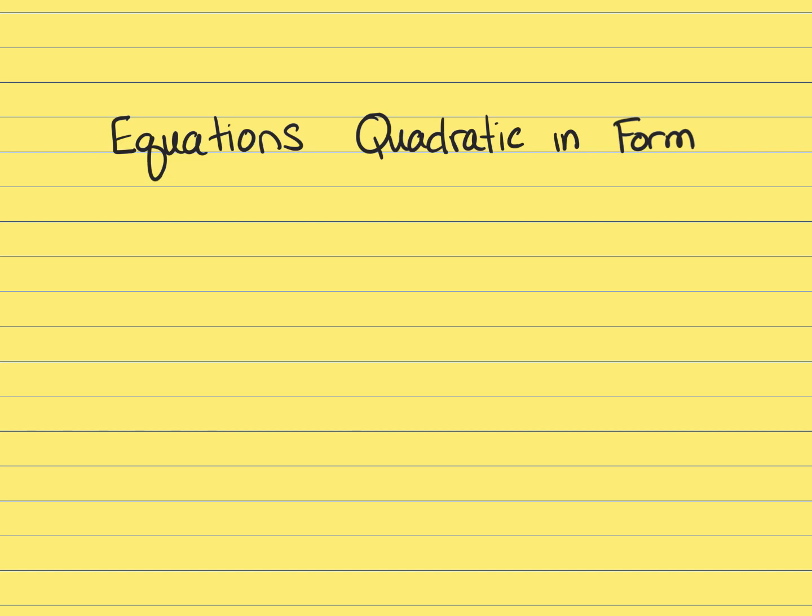In this video, we'll discuss equations that are not necessarily quadratics, but they have the form of a quadratic. Remember, when we're talking about quadratic form, we're talking about something like ax squared plus bx plus c. And if it's an equation, we would set that equal to 0.